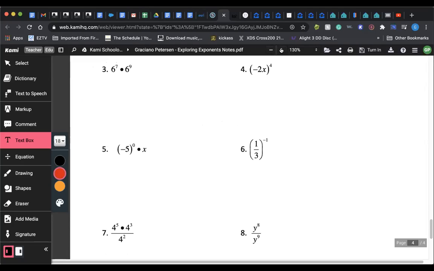Okay, so I have 6 to the 7th power times 6 to the 9th power, right? When I have the same base, but different exponents and it's being multiplied together, all I have to do to my exponents is add them. Good. So I'm going to keep my base and add my exponents together. So what's 9 plus 7? 16. So my answer should be 6 to the 16. And this is an example of the product rule.